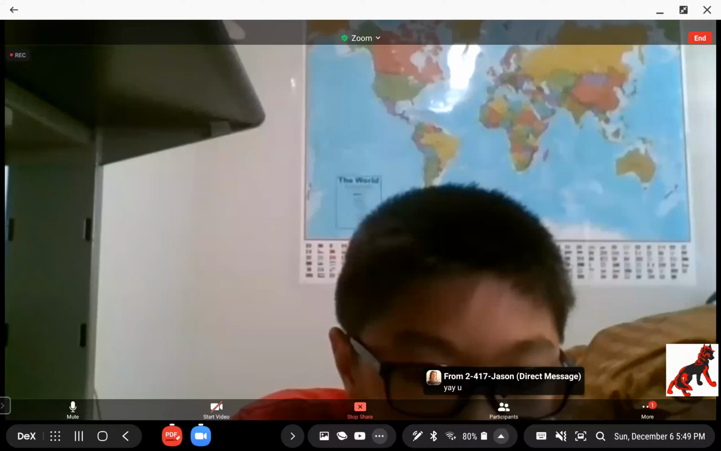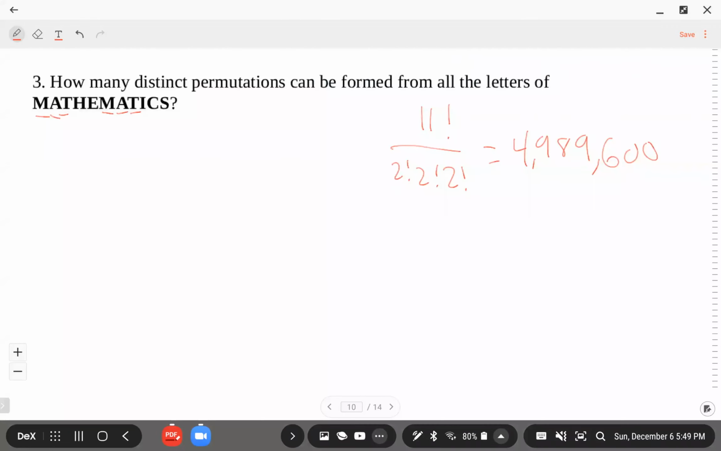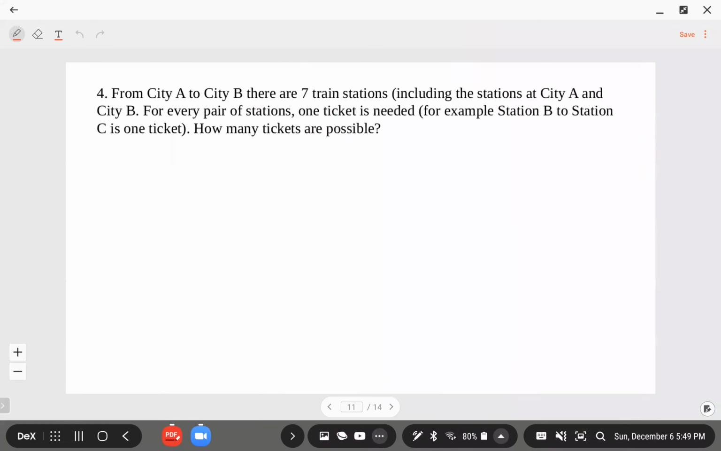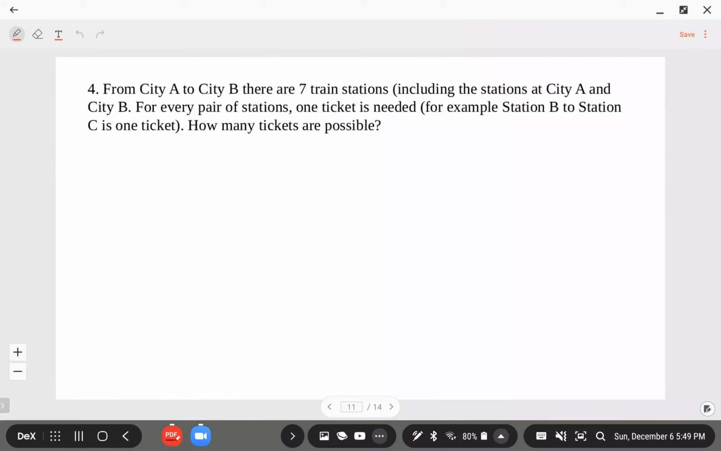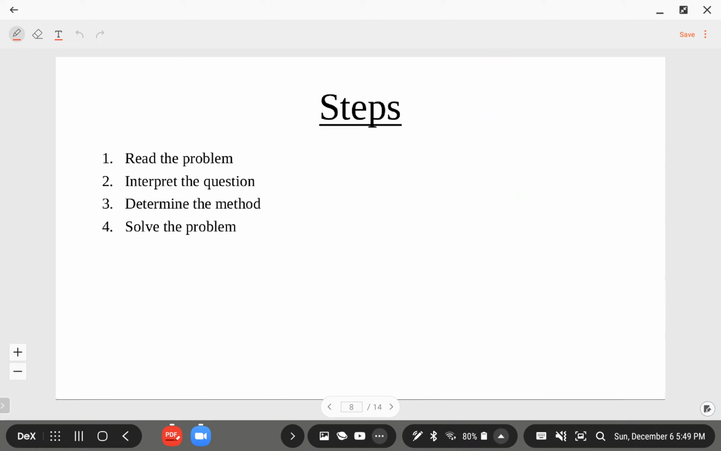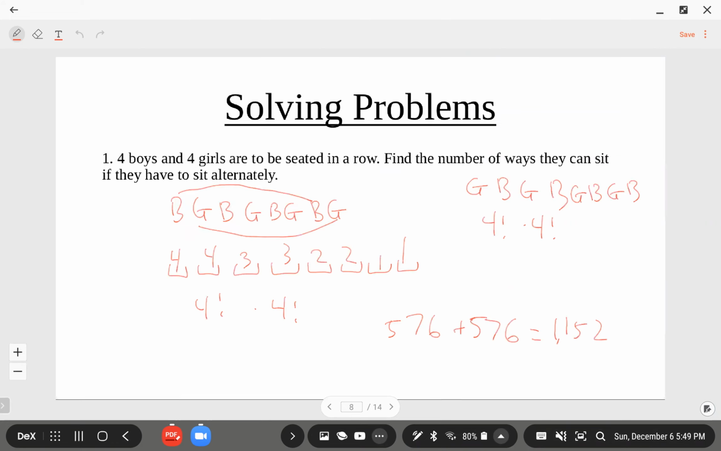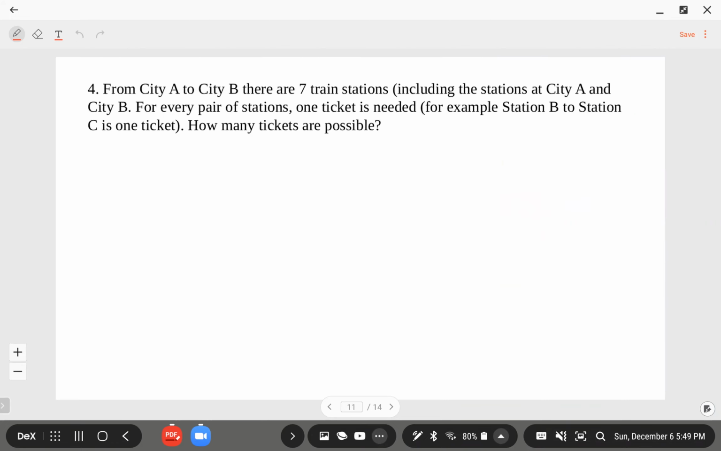Okay, aside from that, let's go to the next problem. So this one, there are two main methods, okay? And as I said, please pick the most efficient one, okay? Let's go back to step 3. What is that? Determine the method, okay? There are actually two methods to solve this one, okay? Determine the most efficient one, okay?